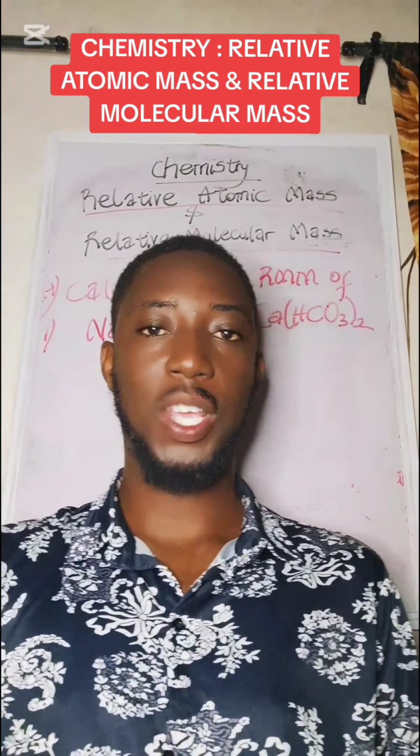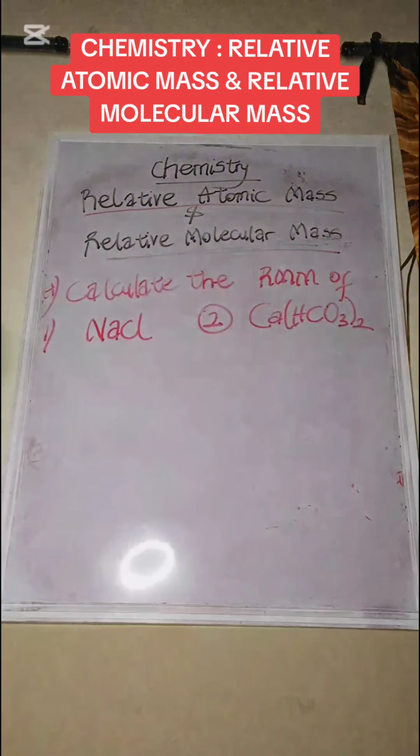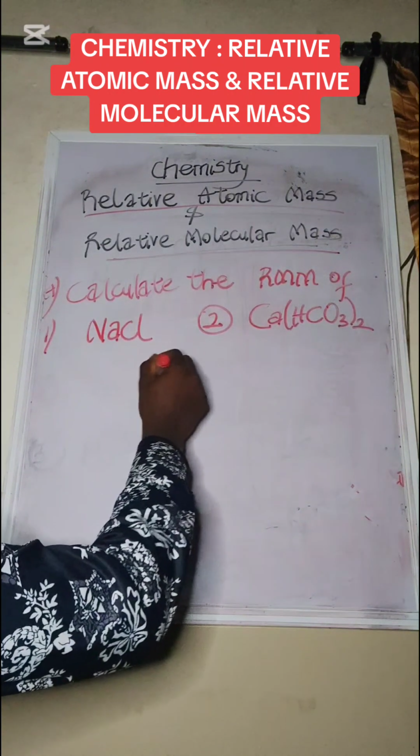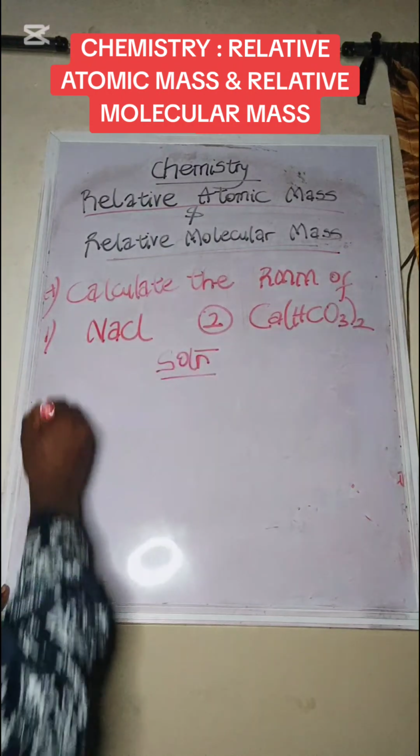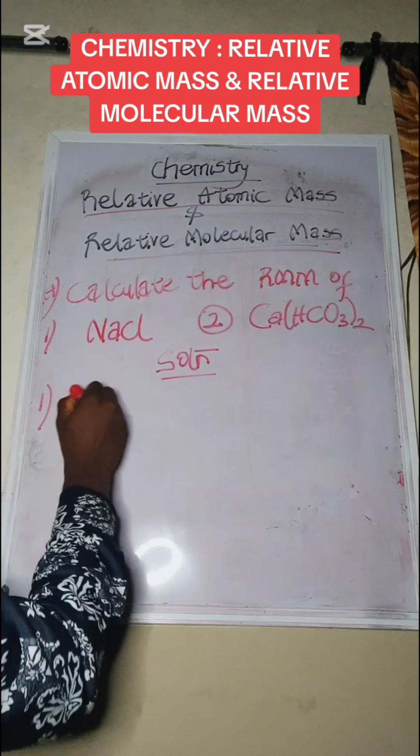On the board we have an example. The example reads: calculate the relative molecular mass of 1. Sodium chloride, 2. Calcium hydrogen trioxocarbonate(IV). To do that, we have the solution. The first one is sodium chloride.